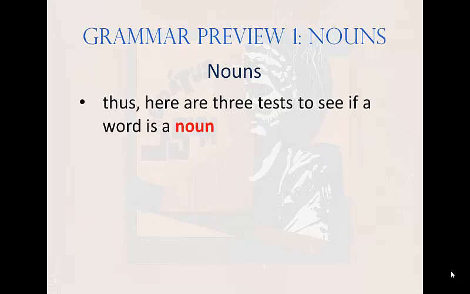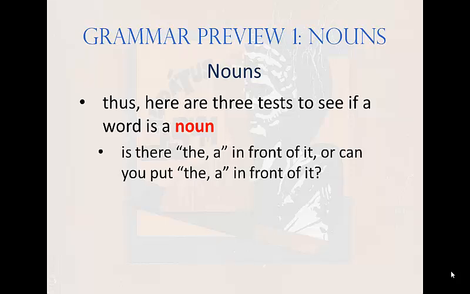So let's review. Here are the three ways to test if a word is a noun. Not all of them always work for every noun. Some nouns don't take the or a or can't be pluralized with s. But even if only one of these tests works, then the word is almost certainly a noun.